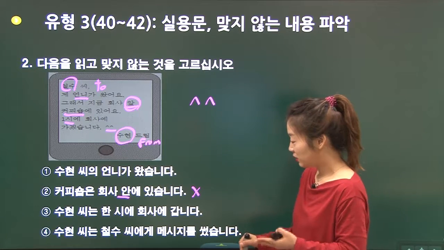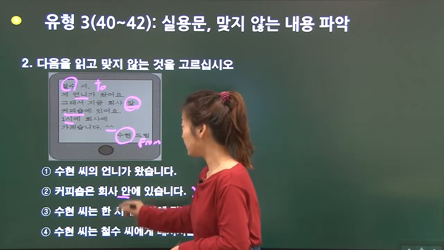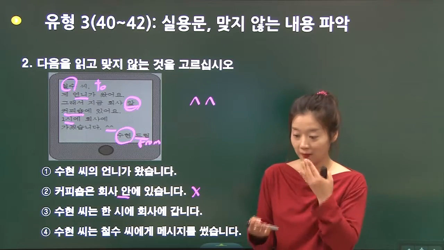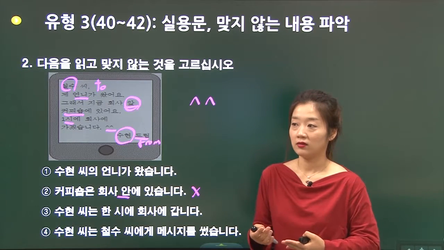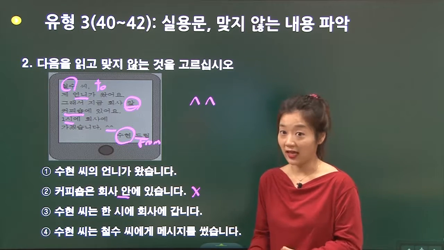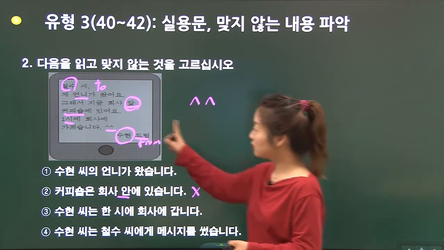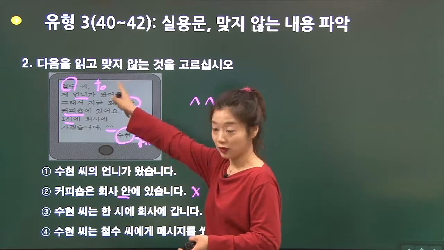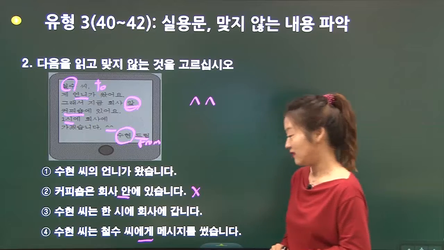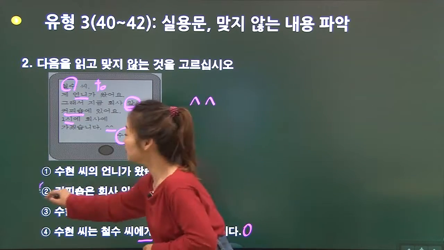Number four, 수연 씨는 철수 씨에게 메시지를 썼습니다. 드림 means, when you send a message to older people, a very polite way to say from, okay? So this is from 수연 to 철수, right? So 수연 씨는 철수 씨에게 메시지를 썼습니다. It's true. So the right answer is number two.